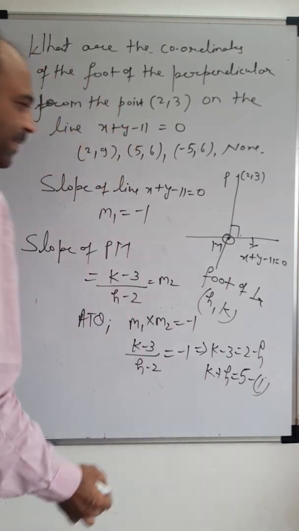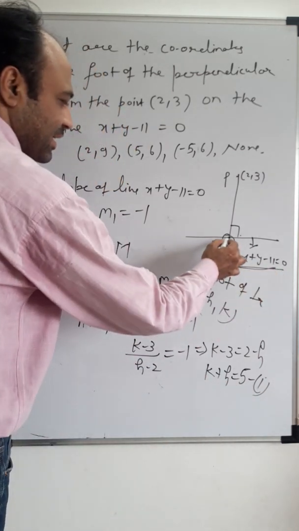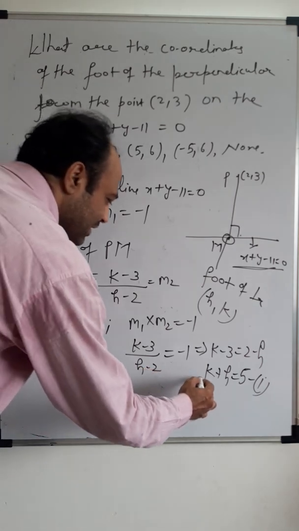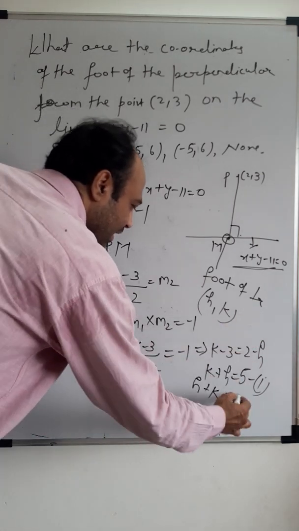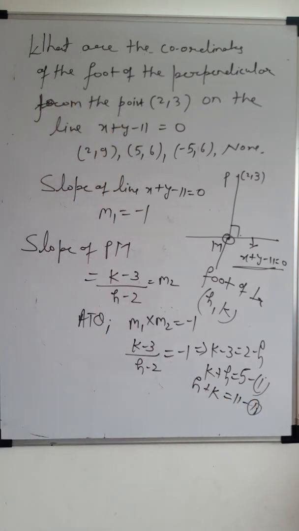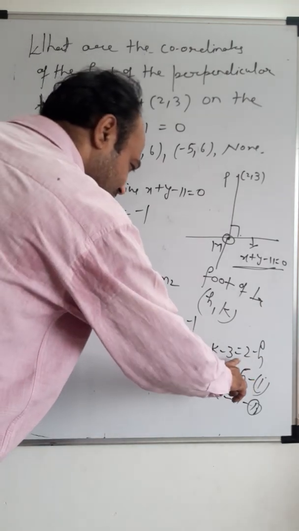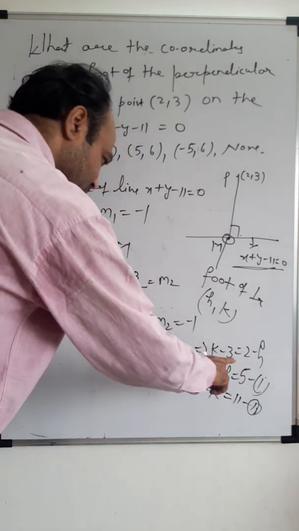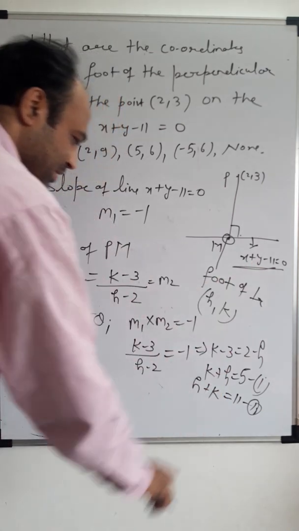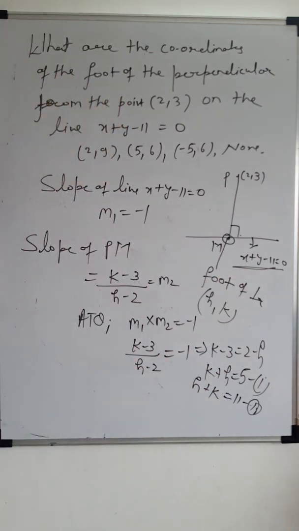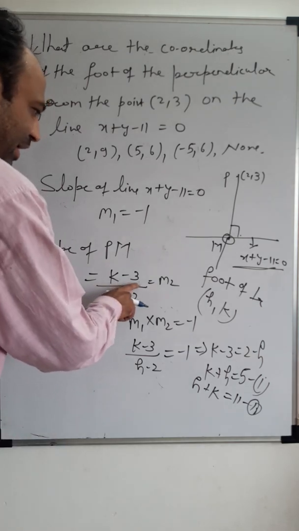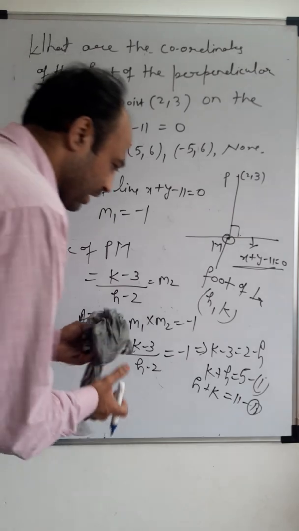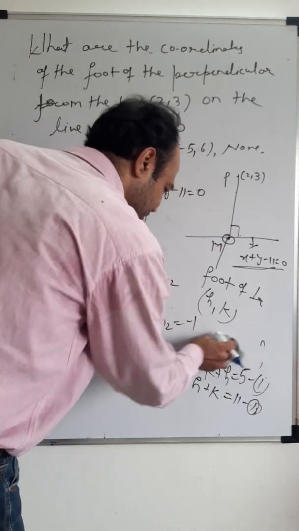So k + h equals 5. This is equation 1. And (h, k) lies on this line also, because it is the foot. So the second equation is h + k equals 11. So we have two equations. I have to check this again, k minus 3. I was in a hurry here, the coordinates will change a little.